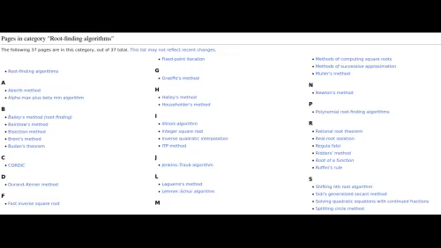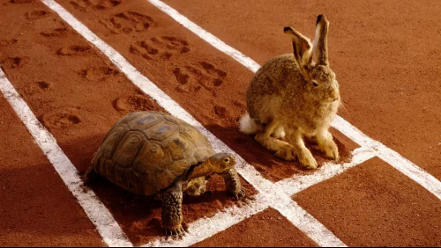There are many different algorithms out there. Some of them are fast but can miss a root, but others take their time and make sure that they always find one if it is there.